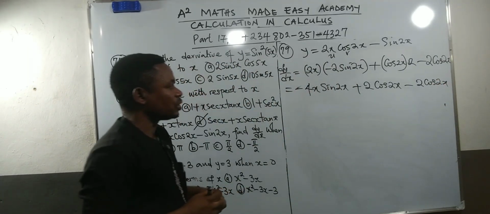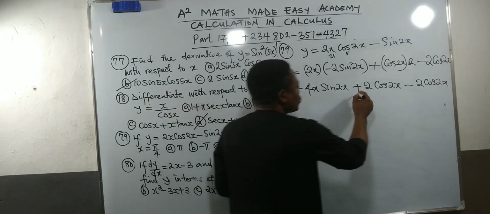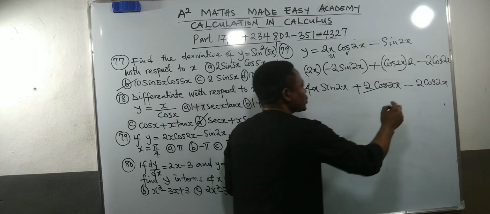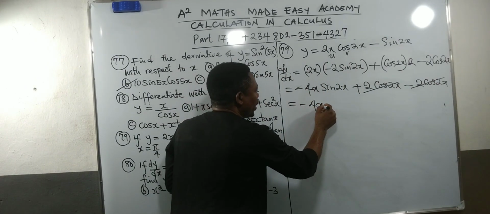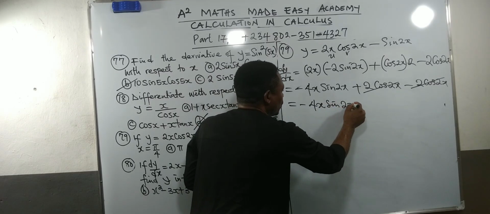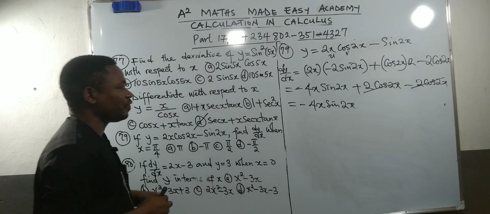Something is about to happen. Wow. Plus 2 cos 2x. We cancel minus 2 cos what? 2x. What is remaining? Minus 4x. Then sine what? 2 what? X. Could have been the final answer.